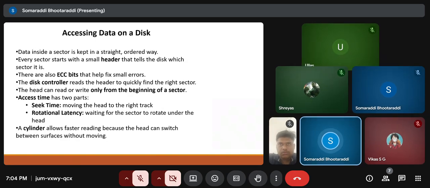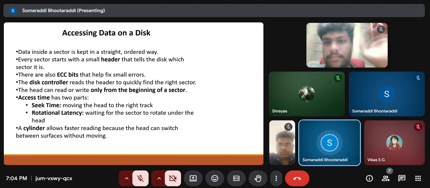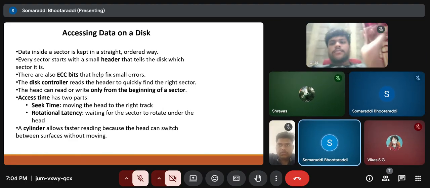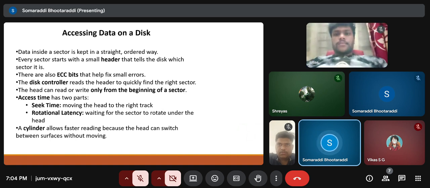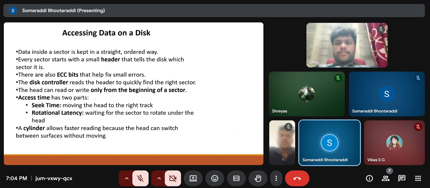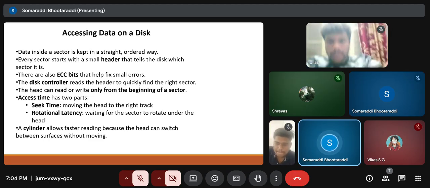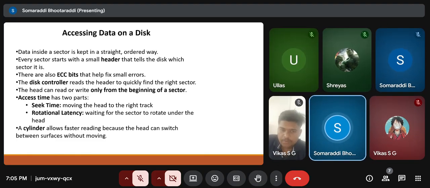Accessing data on a disk. Data inside a sector is kept in a straight, ordered way. Every sector starts with a small header that tells the disk which sector it is. There are also ECC bits that help fix small errors. ECC means error correcting codes. The disk controller reads the header to quickly find the right sector. The head can read or write only from the beginning of the sector.